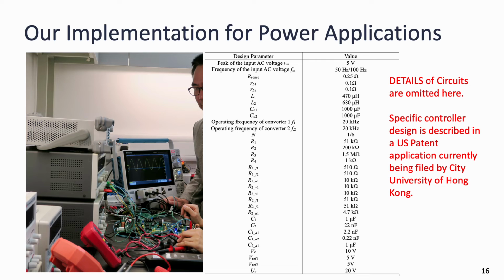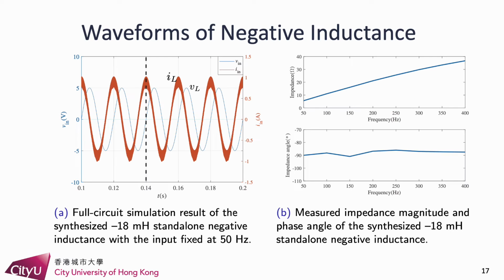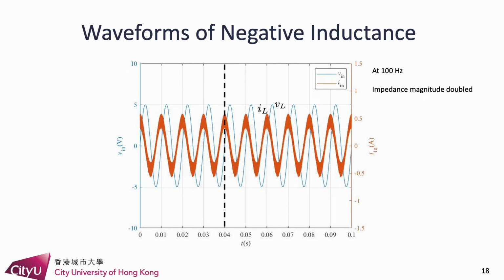In our lab, we have recently designed and fabricated such a system. Details of the whole system are omitted here as they are described in an invention disclosure which is being filed in the United States. Here we have typical waveforms of negative inductance where the voltage is lagging the current by 90 degrees. And if we double the frequency to 100 Hz, we see that the impedance doubled as well.